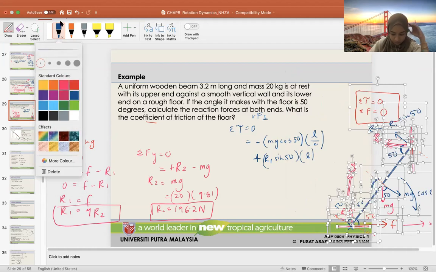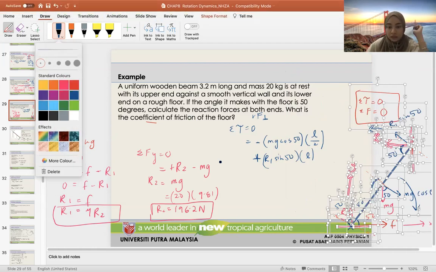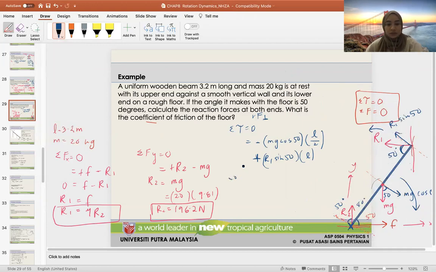So now let's solve that. My mg, I know what my mg is. It's 20.